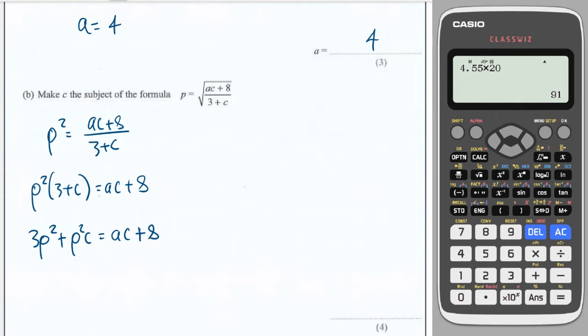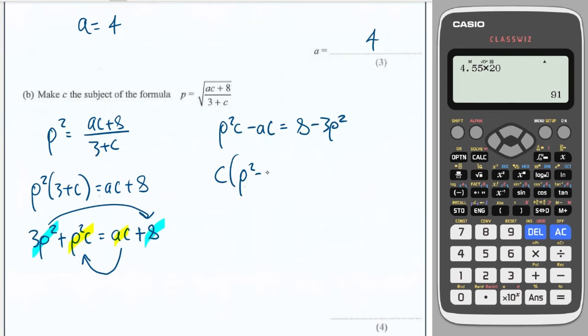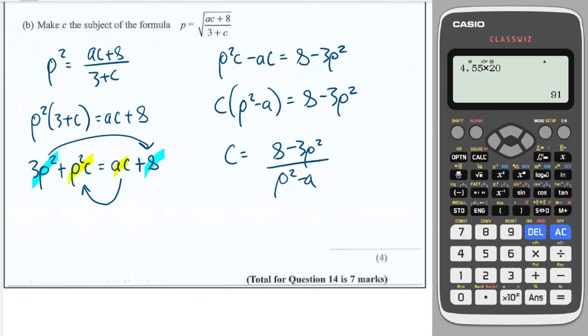And then we collect all the C's, all the terms that have a C in it on one side, and all the terms that don't have a C in it on the other side. So I'm going to minus that to there, and I'm going to minus that to there. So I get P squared C minus AC is equal to 8 minus 3P squared. Factorise out C. Divide through by that factor. Four marks, comes up every year, so formulaic.